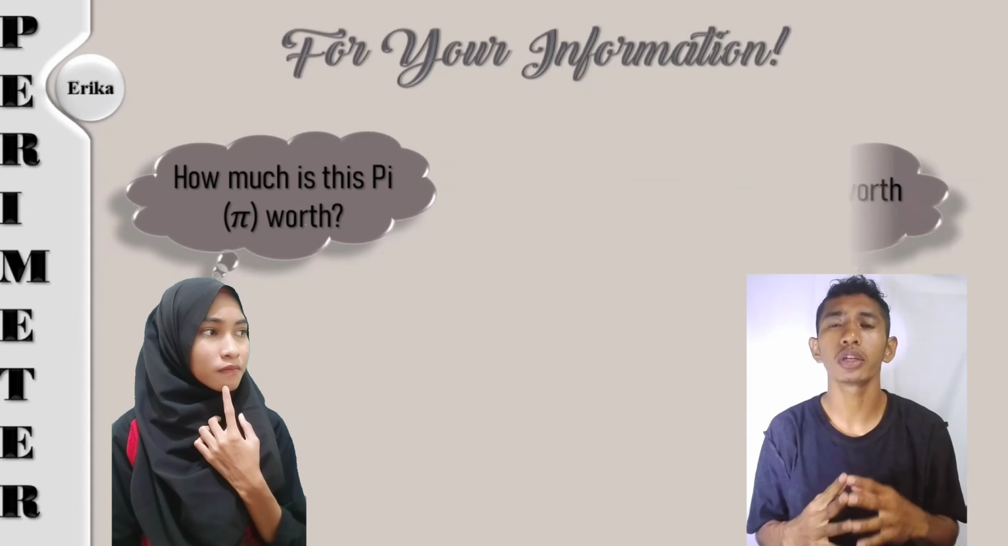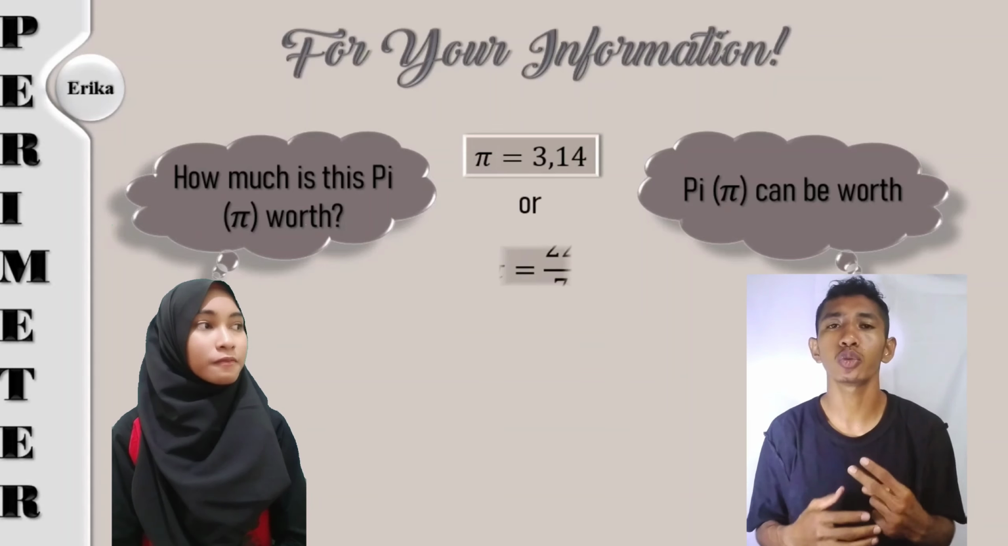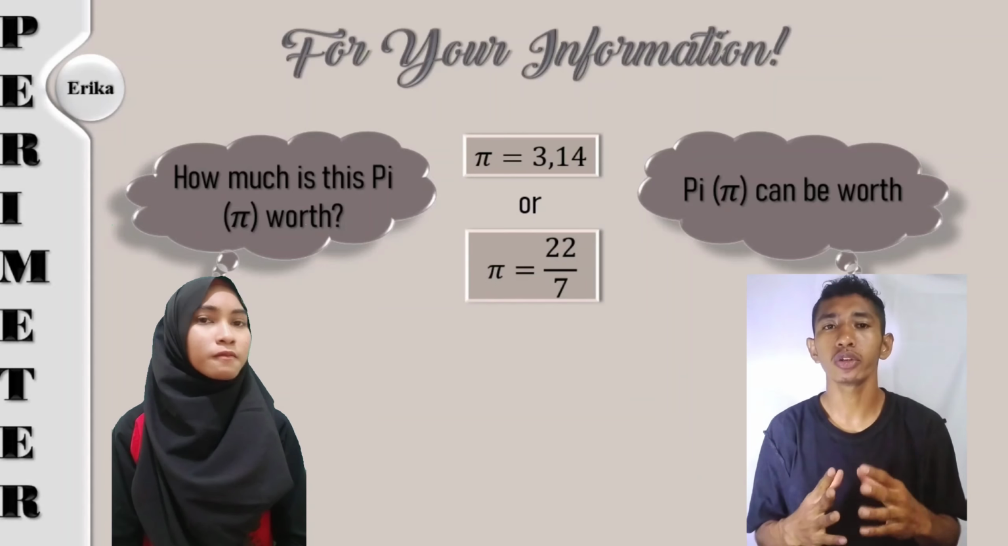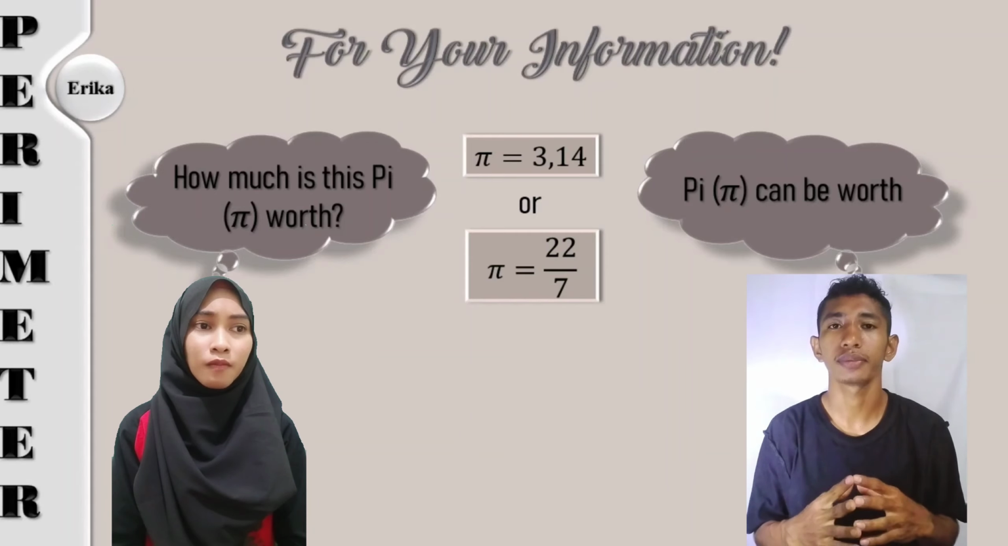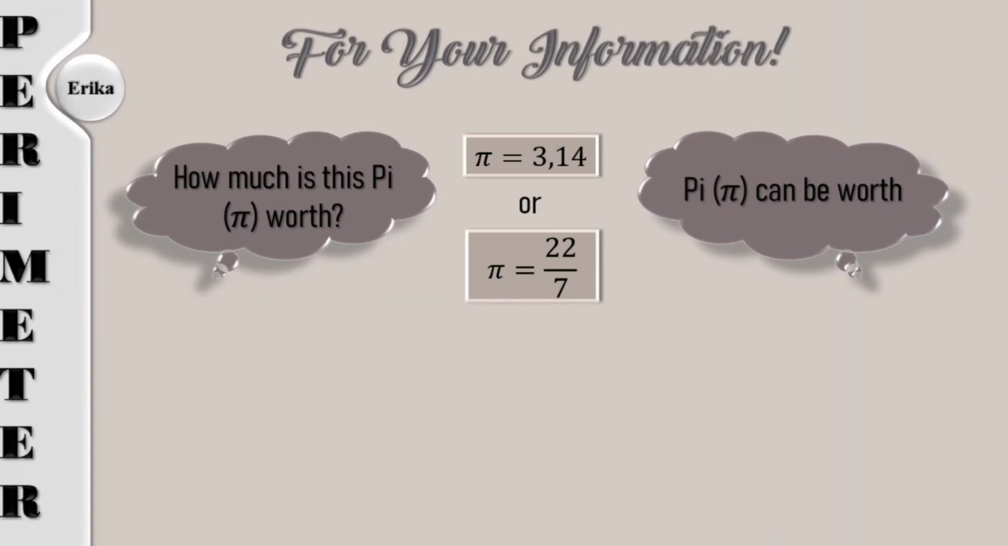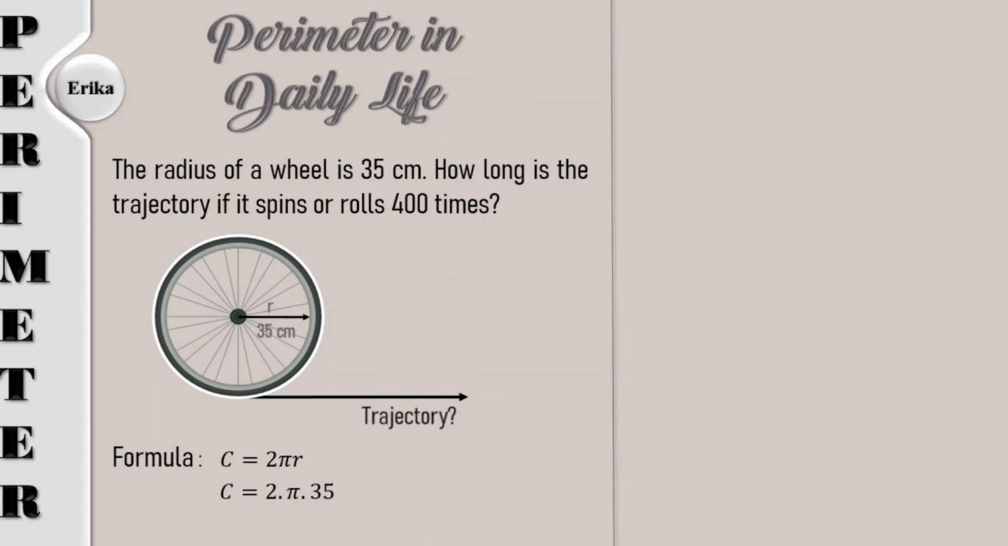But how much is this pi worth? Pi can be worth 3.14 or 22/7. You can use 22/7 for this work. Oh, okay. So finally, the circumference equals 2 times 22/7 times 35. We could simplify 35 divided by 7. The result is 5. So, 2 times 22 times 5 equals 220 centimeters.